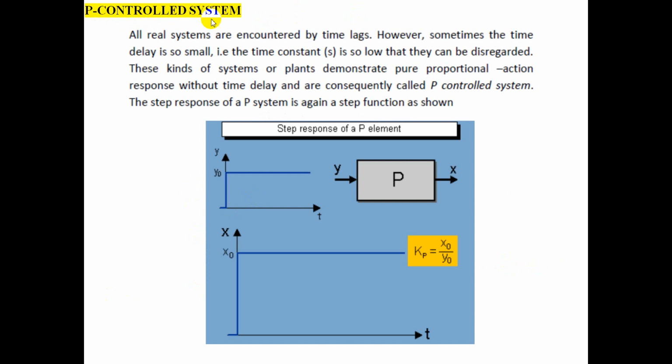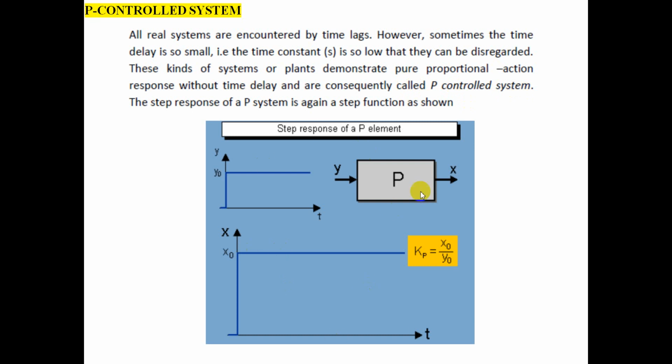Now, as we know, all real systems basically encounter some time lags. But sometimes these time delays or time lags are so short or small that they can be ignored or disregarded. So normally these types of systems or plants demonstrate a pure proportional action response without time delay, and are normally modeled as the P control system.